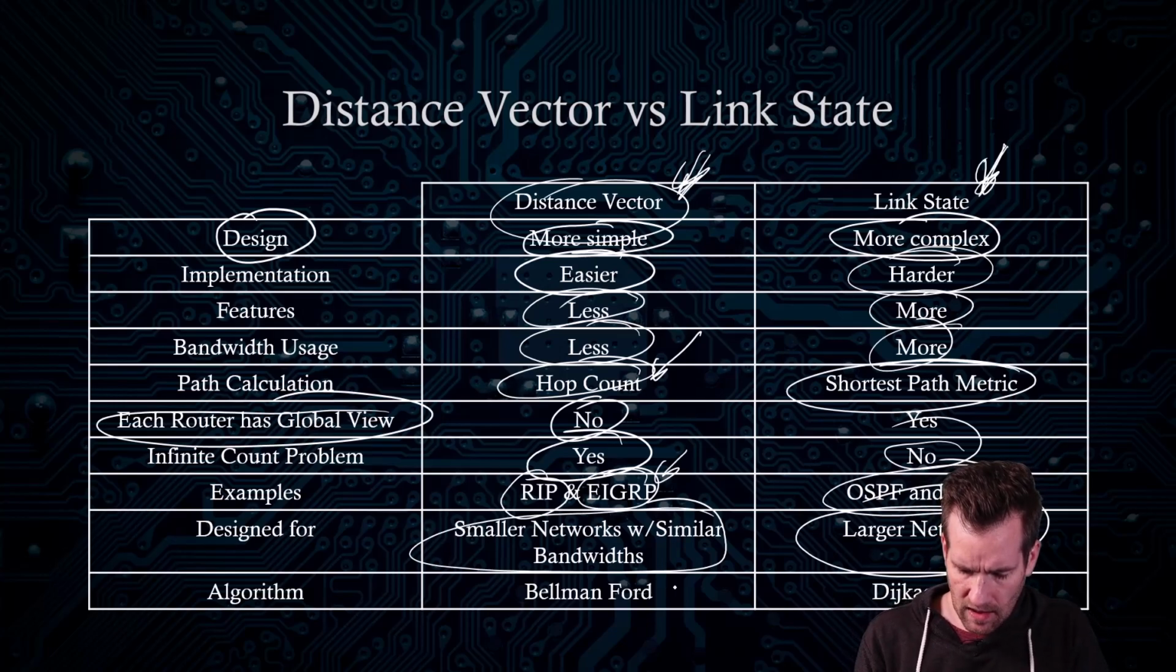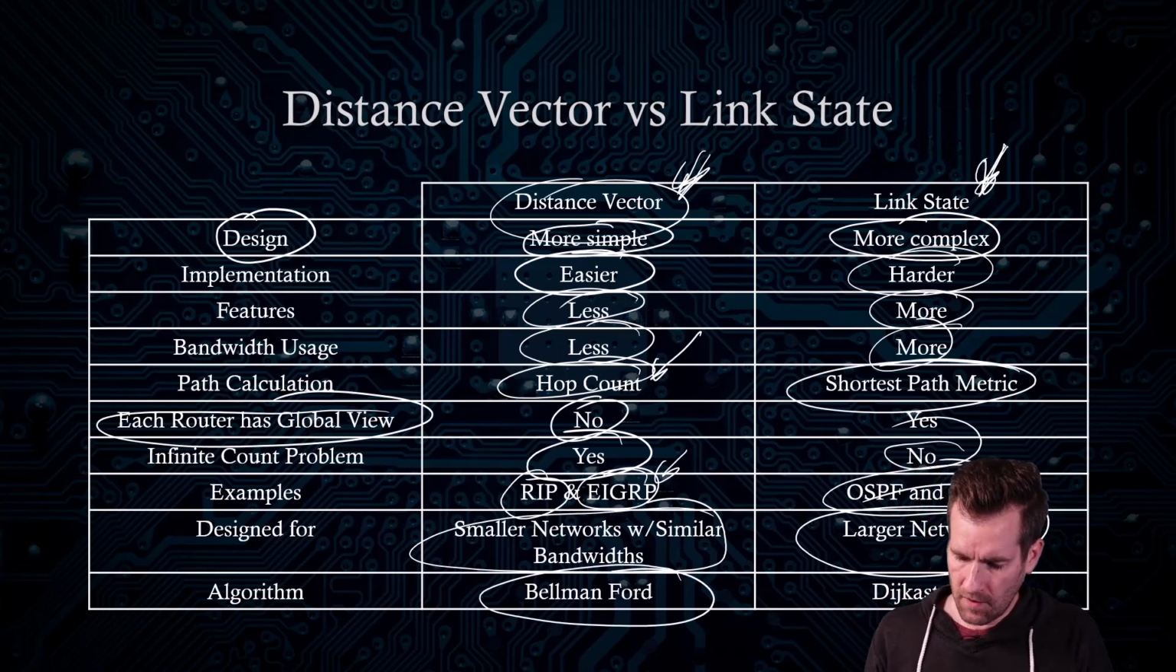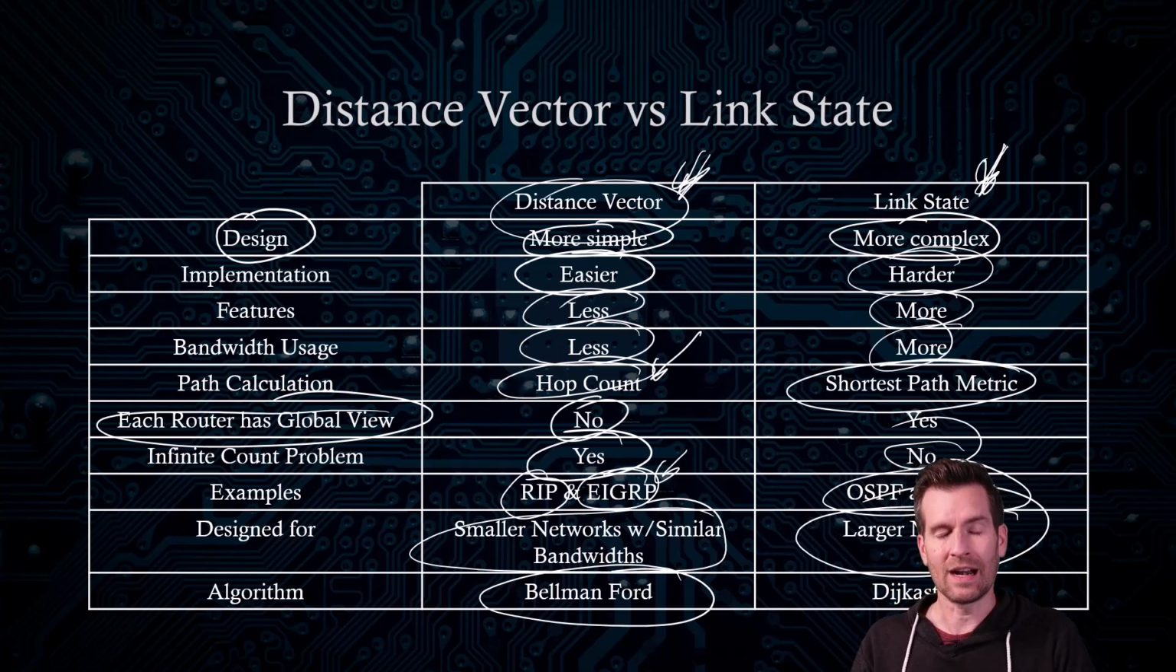The algorithm that distance vector tends to use is Bellman-Ford, versus the link state tends to use Dijkstra's algorithm, and we are going to get more in depth into that as well in a future video.